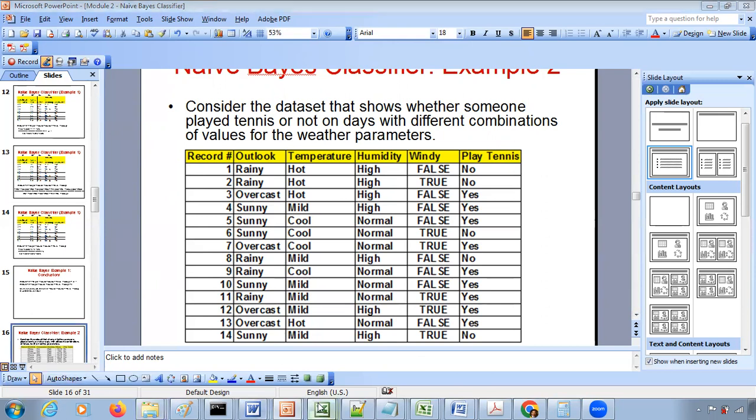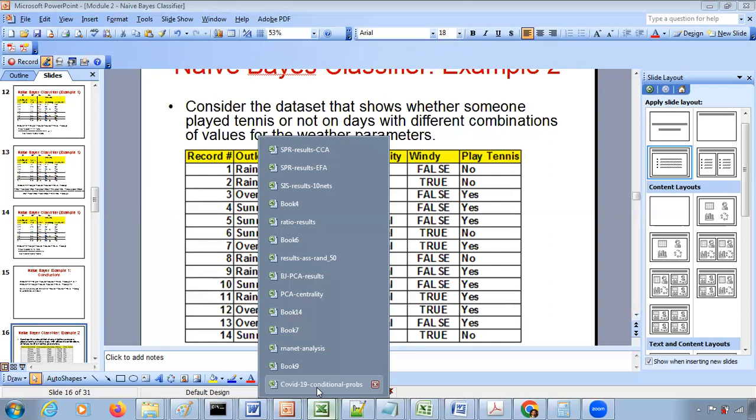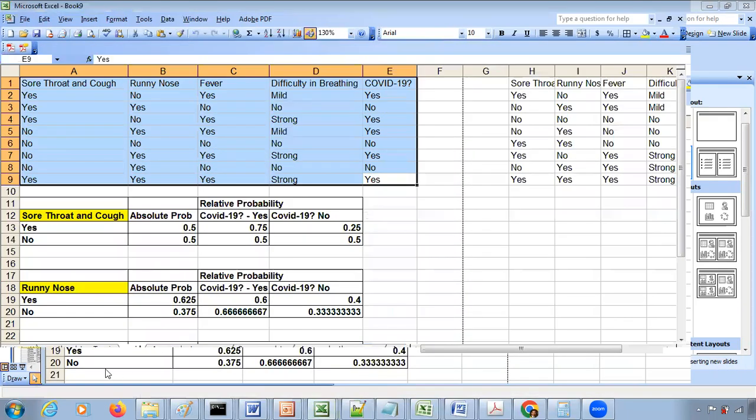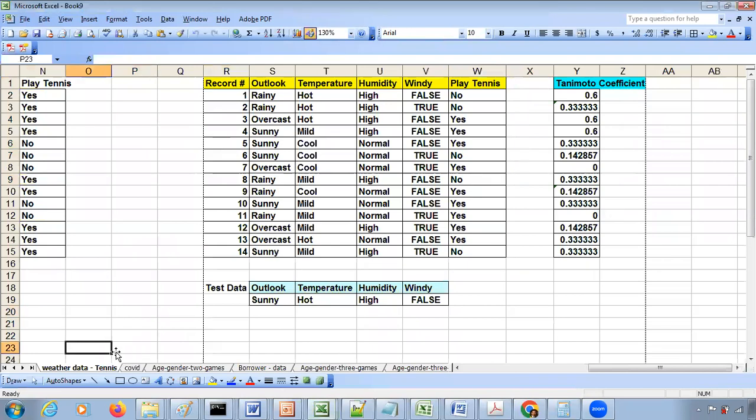So as usual, the first step is to build the absolute probability and conditional probability tables. And I have already typed the weather data here, so I'm going to just copy and paste it.